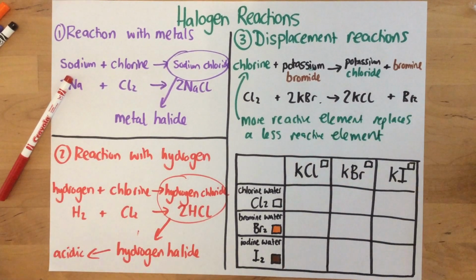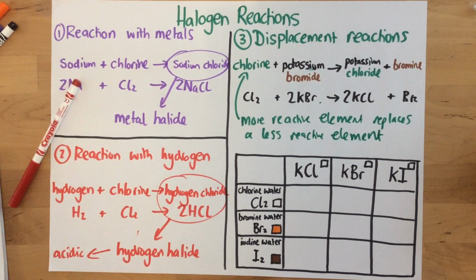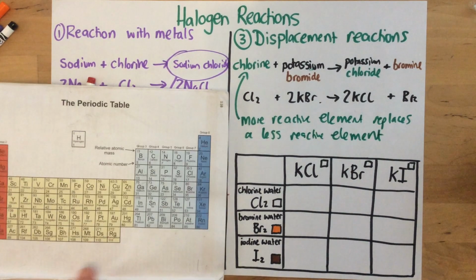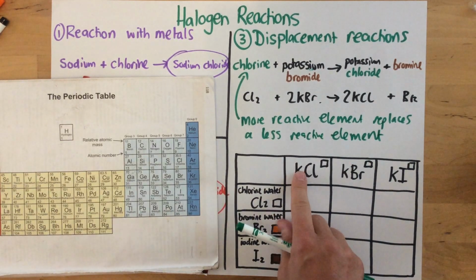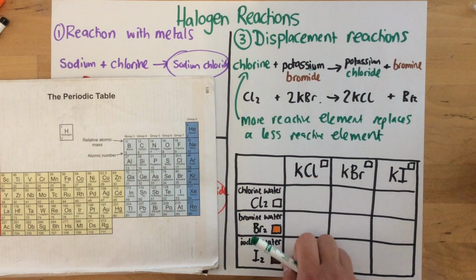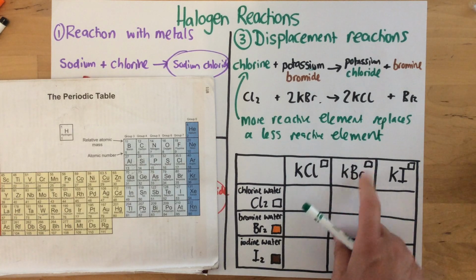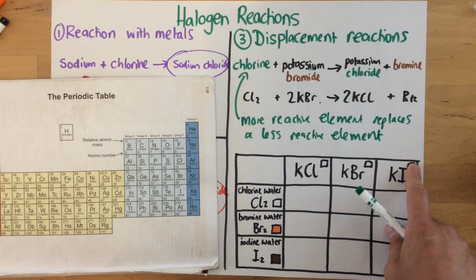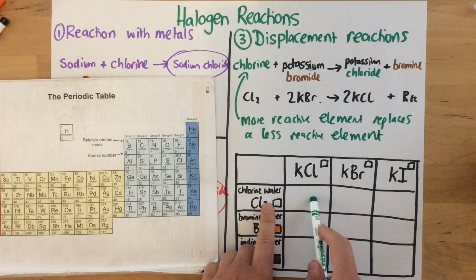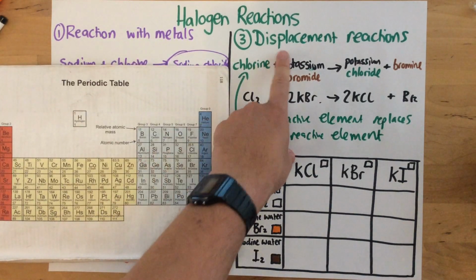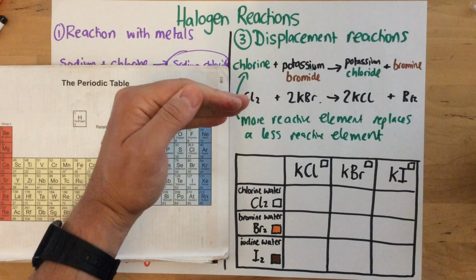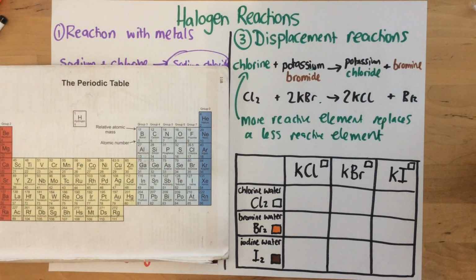We can actually see this. We can show the reactivity of the halogens by doing a series of reactions. What we have here is potassium chloride solution, which is a colourless solution, potassium bromide solution, which is a colourless solution, and potassium iodide solution. What each box represents is a reaction between one of these solutions and a halogen. Remember, if we've got a displacement reaction, we must have a more reactive element replacing a less reactive element.